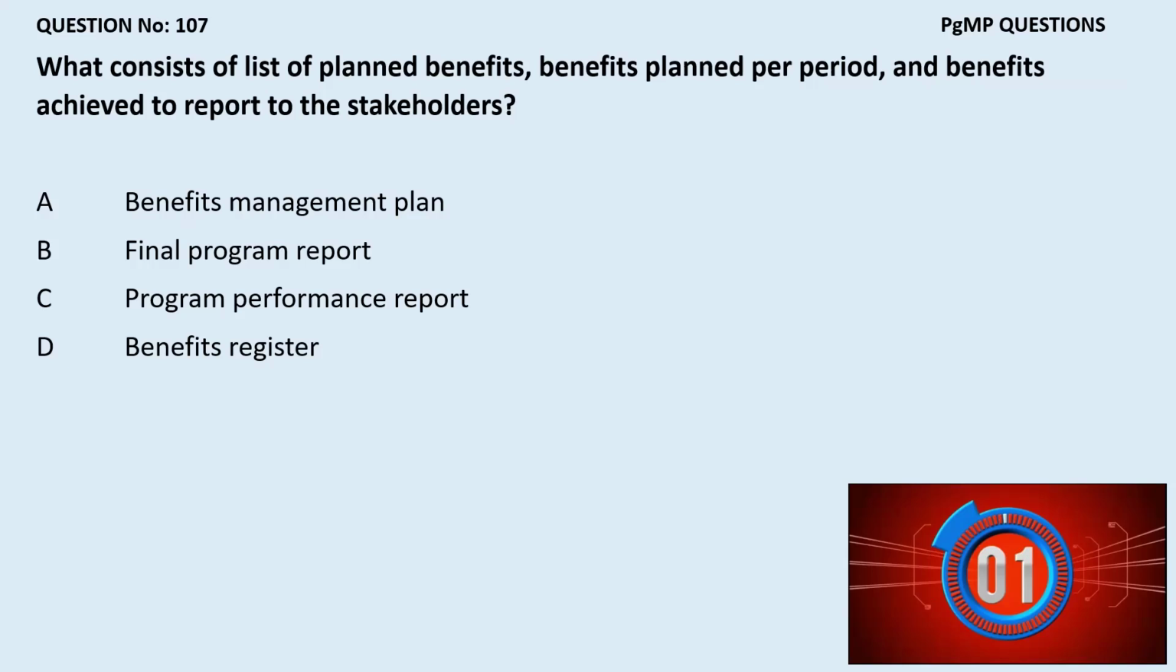Because it was mentioned benefits achieved. So it's showing only one part. The program performance report is only one part of what you have achieved. But read the full question: list of planned benefits, benefits plan per period, and benefits achieved. Complete story of your benefits in your benefit register.